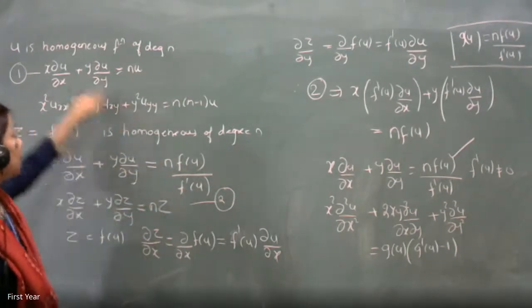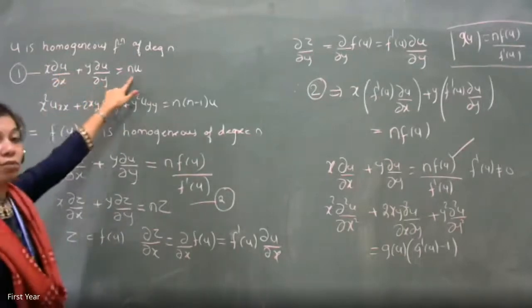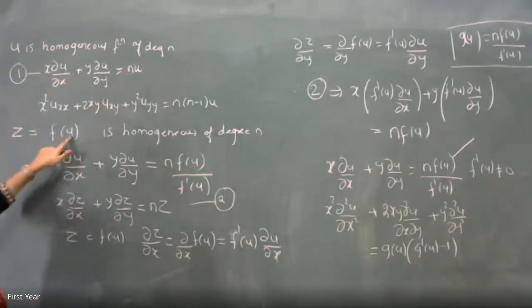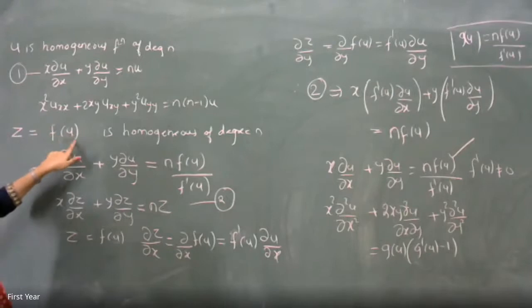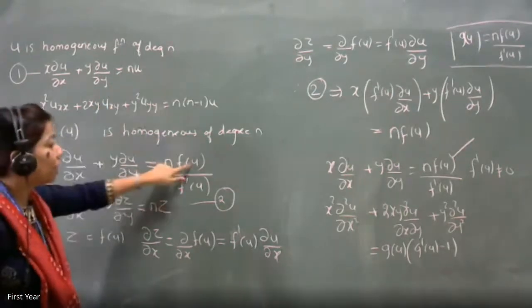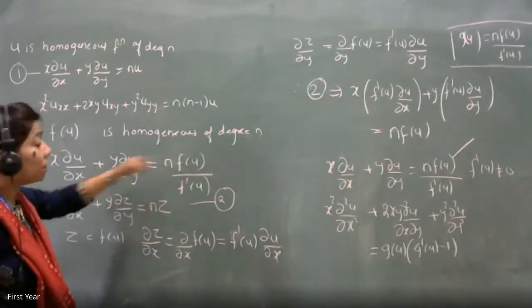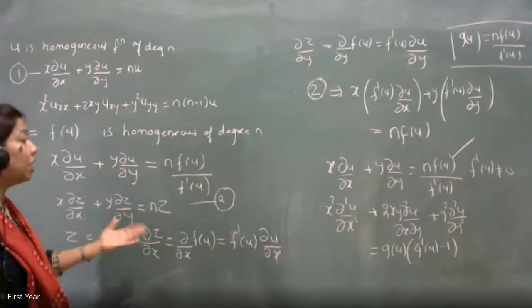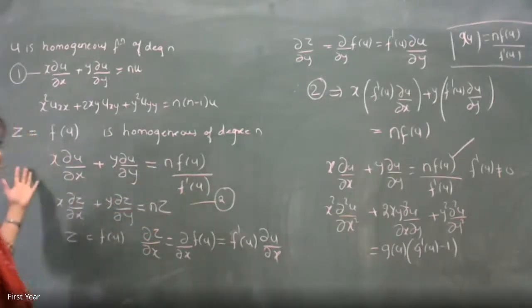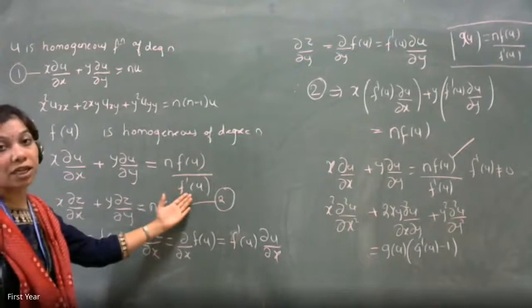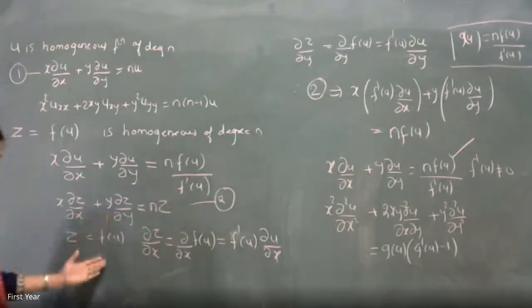What's the difference? If u was directly homogeneous, the answer was n. But now u is not homogeneous, f of u is homogeneous. So in place of u, you write f of u. And since f is there as a function, when I am differentiating, the derivative of f will also come on the left hand side. That will be taken on the right hand side in the denominator. So that is the proof given there.